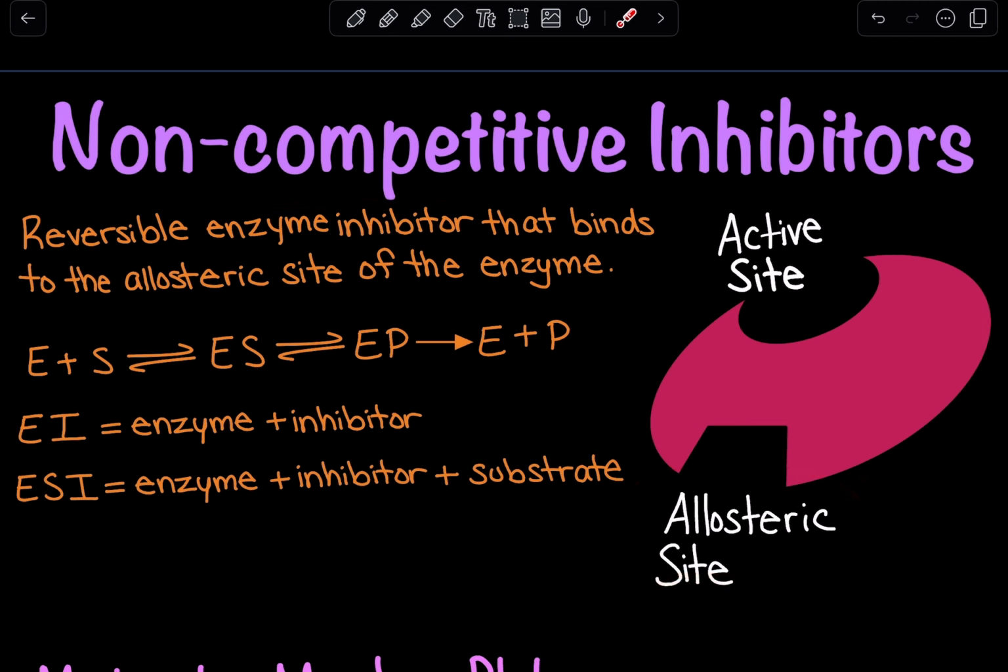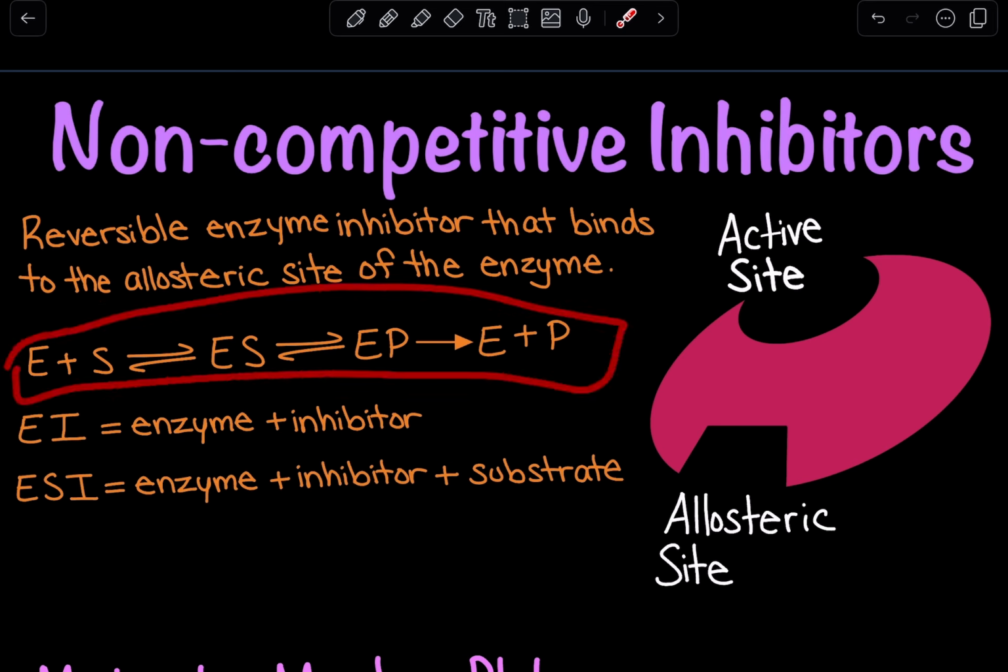Now, another thing to understand of non-competitive inhibition is at what point does it bind to the enzyme? Remember that when we talk about the catalysis of a reaction with an enzyme, we start off with enzyme and substrate. The substrate will come in and bind to the active site of the enzyme through the induced fit model. So we get this ES complex, enzyme substrate complex. And then our enzyme substrate complex is altered into our enzyme product complex because the enzyme will convert that substrate into product, and then the product will leave the active site. And that is our general catalysis reaction.